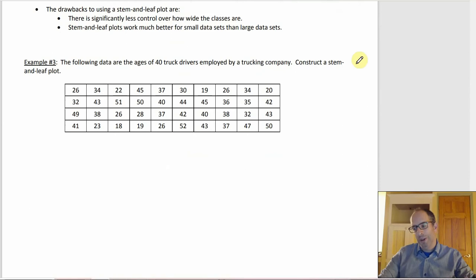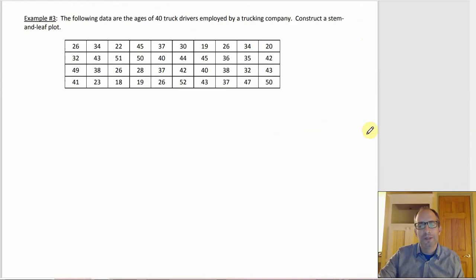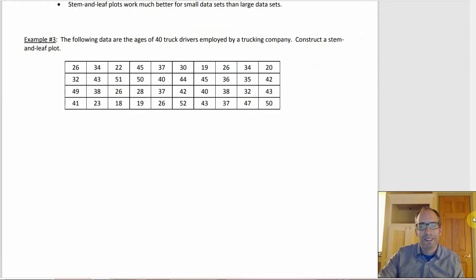We also have a common thread with the examples, that they're about trucking, because now we have the ages of 40 truck drivers employed by a trucking company. I kind of did that on purpose, but kind of didn't. I wrote that one and then I went, oh, look, it matches the other one. I should use this one. I had a couple of different versions here, but I kind of like having the consistency.